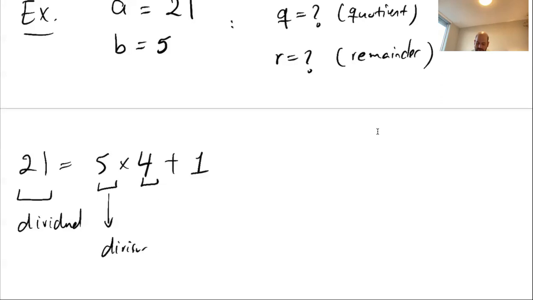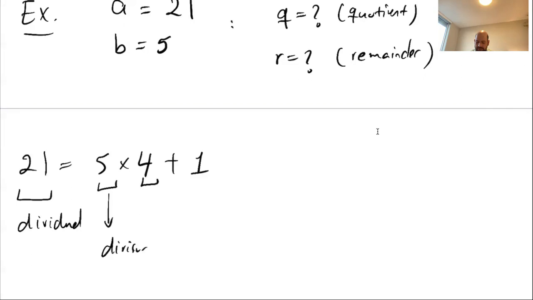So to do so, we need a mathematical principle called the well-ordering principle. So what does the well-ordering principle say? Okay, so my ultimate goal is to prove the existence of Q and R. But to do that, first I need a mathematical principle called the well-ordering principle.